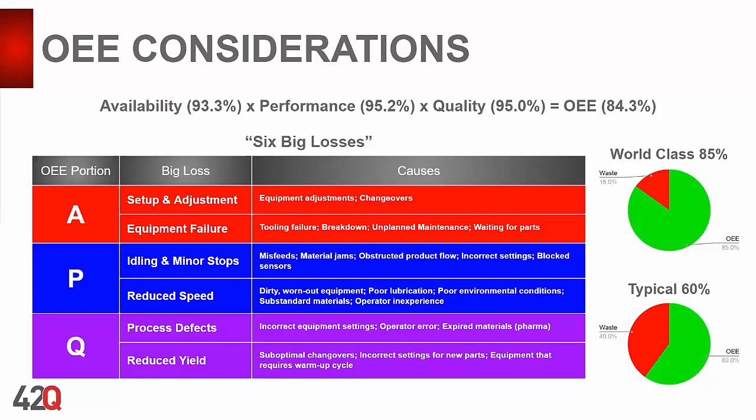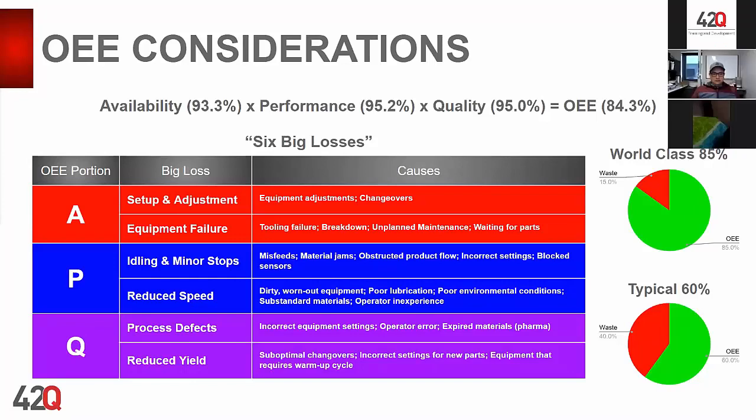Under performance, the first one is idling and minor stops. This can be caused by misfeeds, material jams, obstructed product flow, incorrect settings, or blocked sensors. You're going to see that. So next under performance is reduced speed. This could be from dirty, worn out equipment, poor lubrication, poor environmental conditions, substandard materials, or operator inexperience. So if you're starting to see a drop in your performance factor, your performance percentage, these are the areas that you can look at, these big losses, to try and fix that number and get it back up into an optimal level.